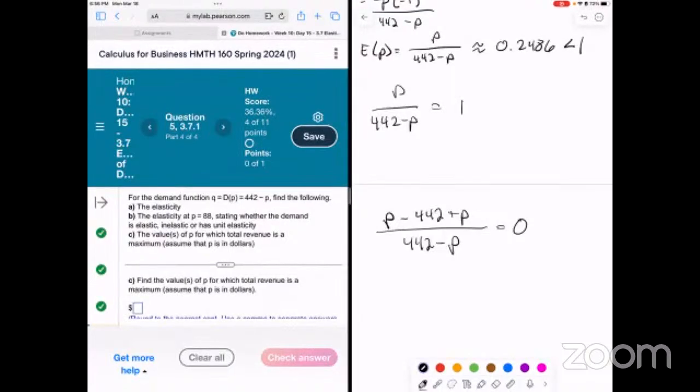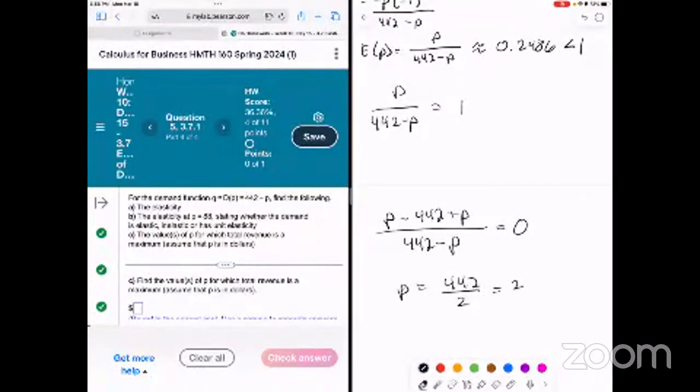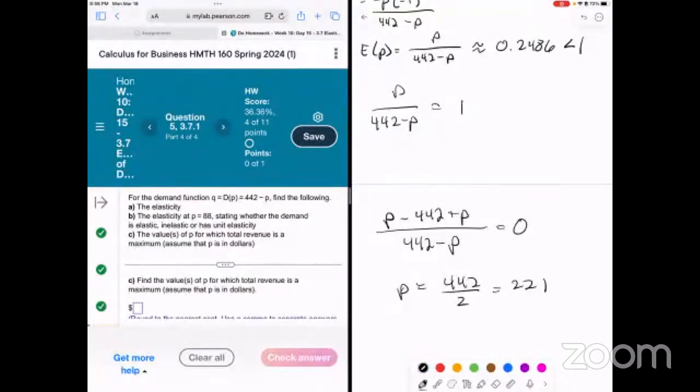So then what value of P is going to make this 0? We just said the numerator is 0. We have 2P minus 442. So then P equals 442 over 2, which is 221. It's $221. That's interesting.